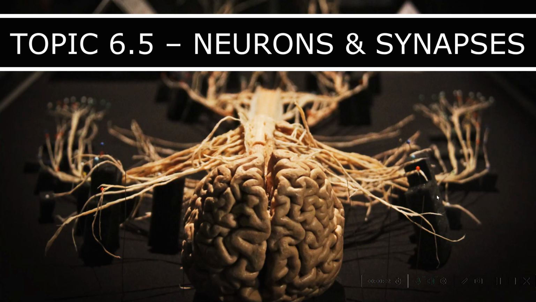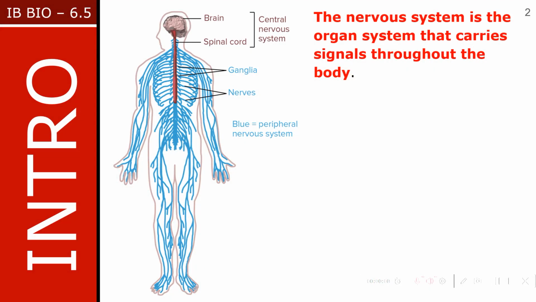Okay, so today we're going to be talking about topic 6.5, which is all about the neuronal system. So we know that we have the nervous system, whose main job is to take in information about our environment and coordinate some kind of response with your body to do that. And we know that the main center is the brain, which is the central nervous system, and that's going to go down your spinal cord and then branch off into the different peripheral nervous system parts from there.